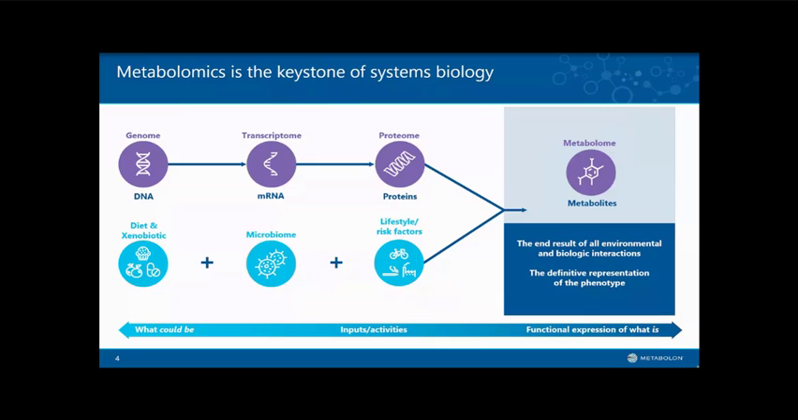And on the top part of the slide, shown in purple, is what is typically thought of as the flow of genetic information, or the central dogma of molecular biology, that DNA goes to RNA goes to proteins. And what I like to point out is that metabolomics integrates this information from these upstream modalities, as well as the diet, lifestyle, and microbiome information on the bottom part of the slide shown in blue.